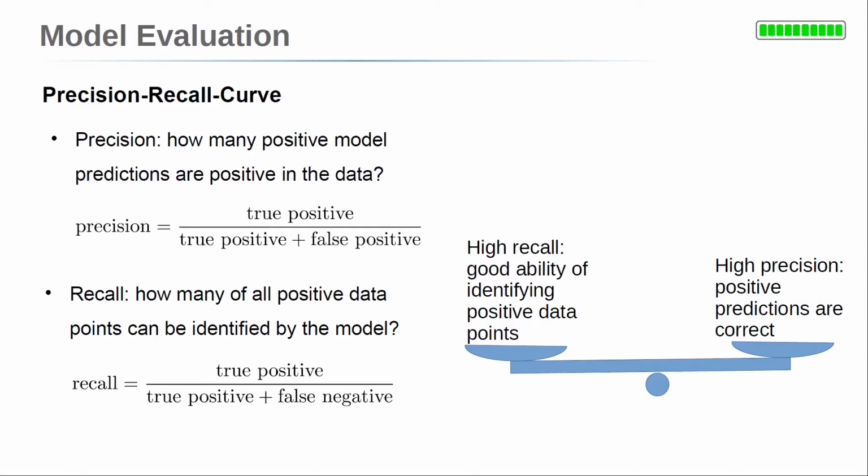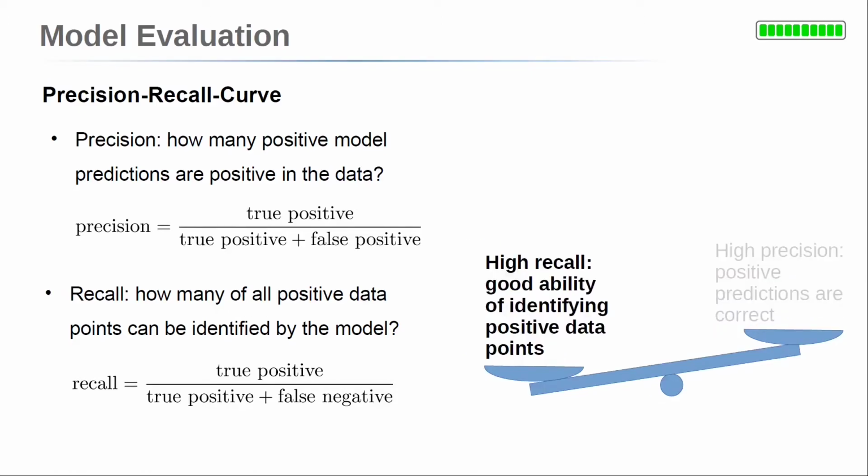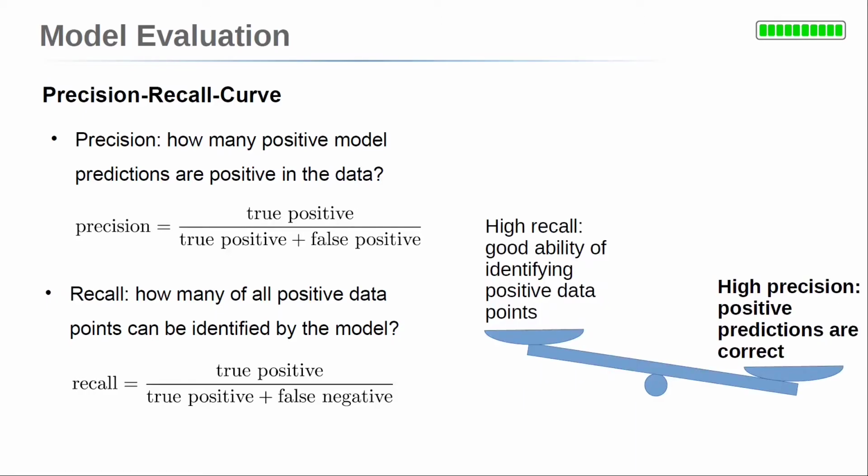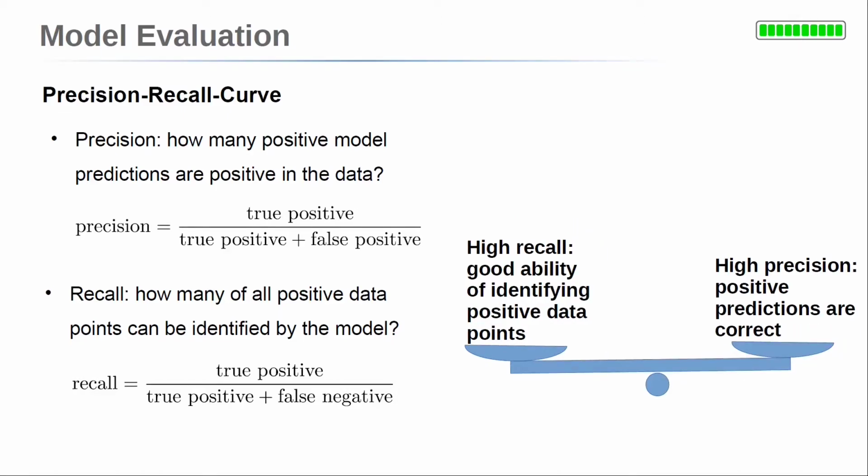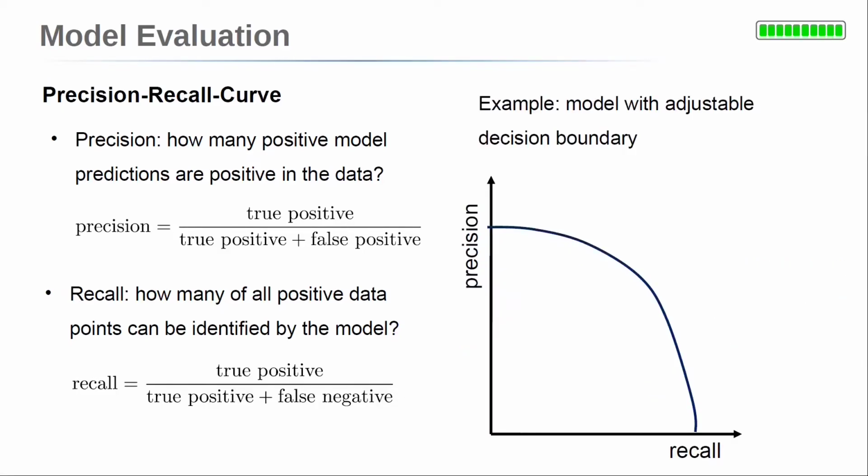So typically, we want to find a model which balances the recall and the precision. On the one hand, the ability of identifying positive data points. On the other hand, to be precise in its positive predictions. For different values for the decision boundary, we get different combinations of precision and recall. This can be plotted as a curve, the so-called precision-recall curve. This curve is sketched on the right side.